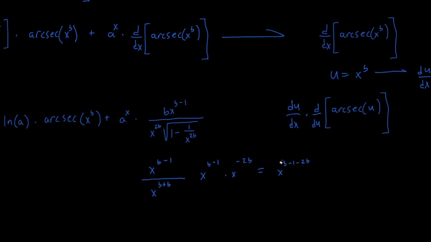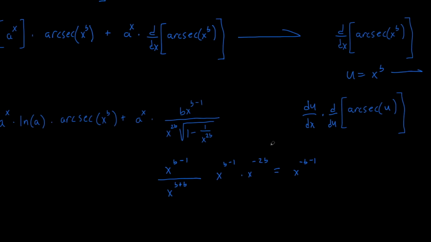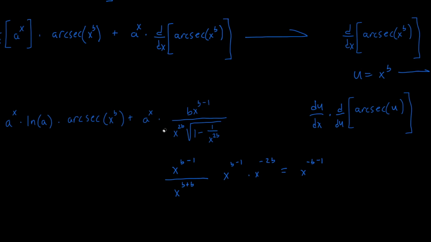So yeah, it looks like we can do something. x to the b minus 2b is just going to be negative b. So we have negative b minus 1. So we can write that in the denominator as x to the b plus 1. So we have x to the b plus 1 and get rid of x in the numerator.